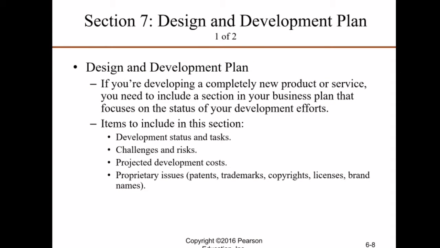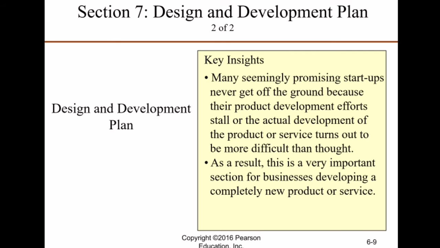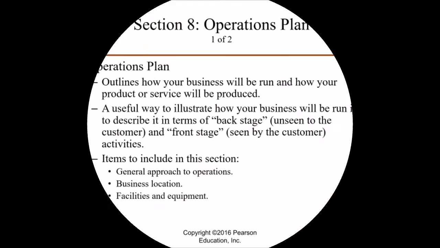Next section is design and development plan. Here, if you are developing a completely new product or service, you need to include a section in your business plan that focuses on the status of your development efforts. The items here are development status and tasks, challenges and risks, projected development costs, and proprietary issues like patent, trademark, copyright, license, brand names, and so on. The key insight is many seemingly promising startups never get off the ground because the actual development of the product or service turns out to be more difficult than thought. As a result, this is a very important section for a business developing a completely new product or service.